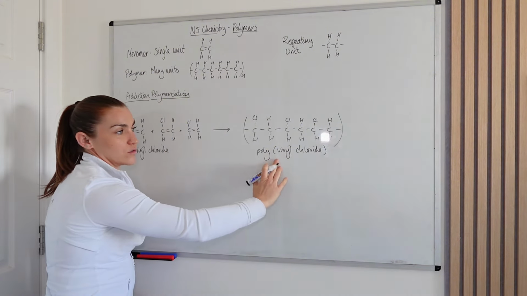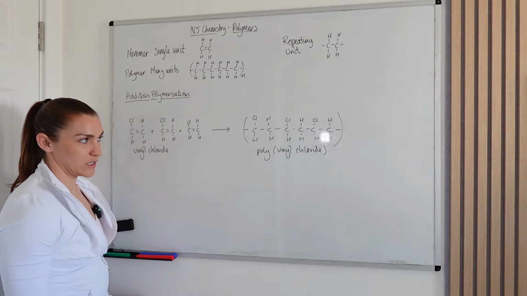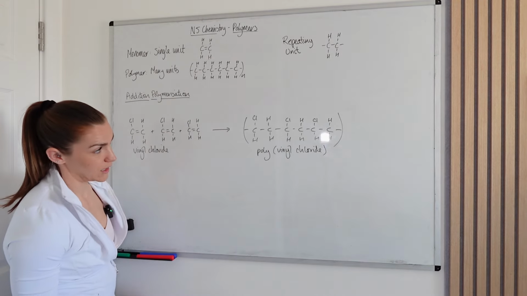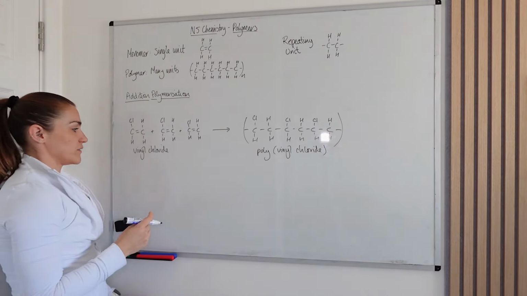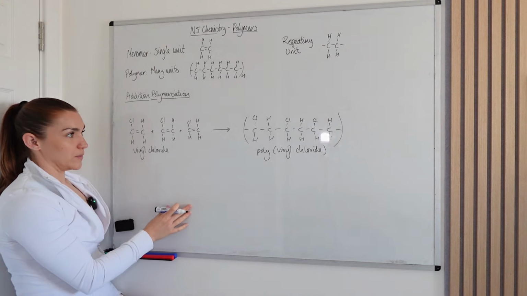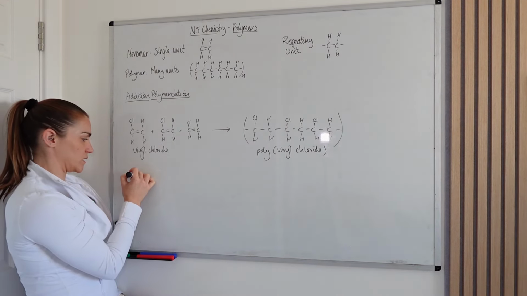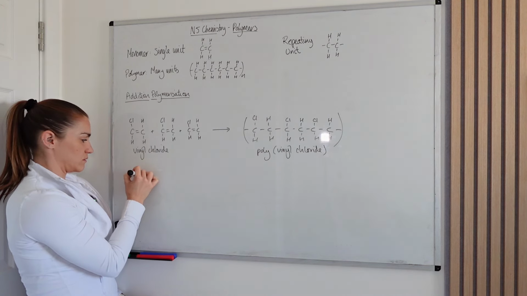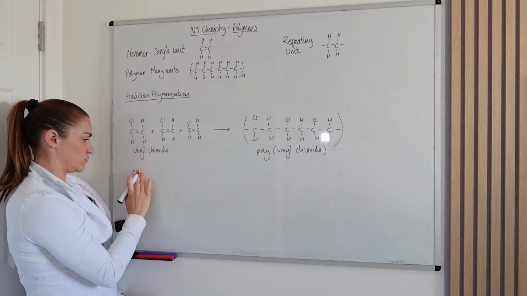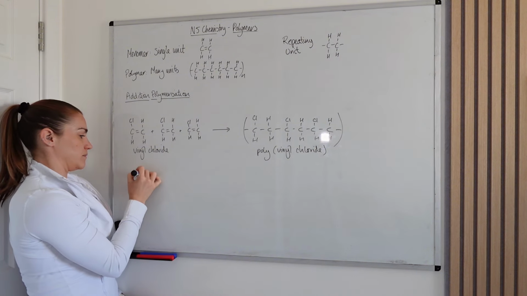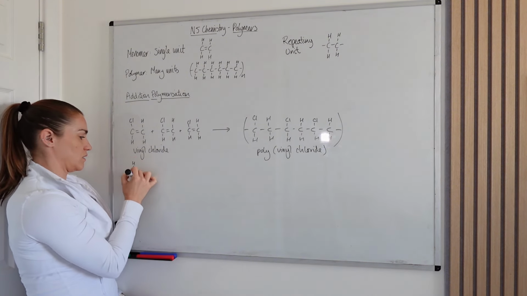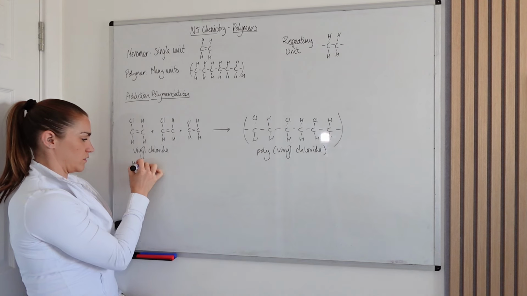Normally the brackets go around the monomer name, but it's not essential to do that, it's just good practice to do that. Let's have a look at another monomer that we could form a polymer from. So this time we're going to look at propene. So if I draw propene out, I'm going to show you a little trick first of all as well.